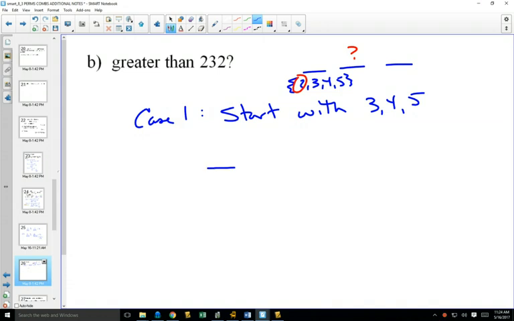So I do my 3 decisions. I'm saying I'm starting with a 3, a 4, or a 5. 3 choices there. I've used up 1 number of my 5. There's 4 numbers left. And then there's 3 numbers left, for 36 total possibilities. That's all the numbers in the 300s, 400s, and 500s.